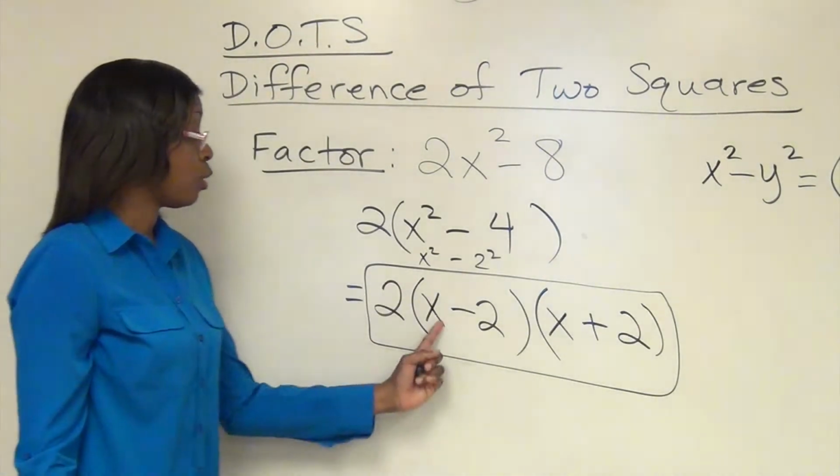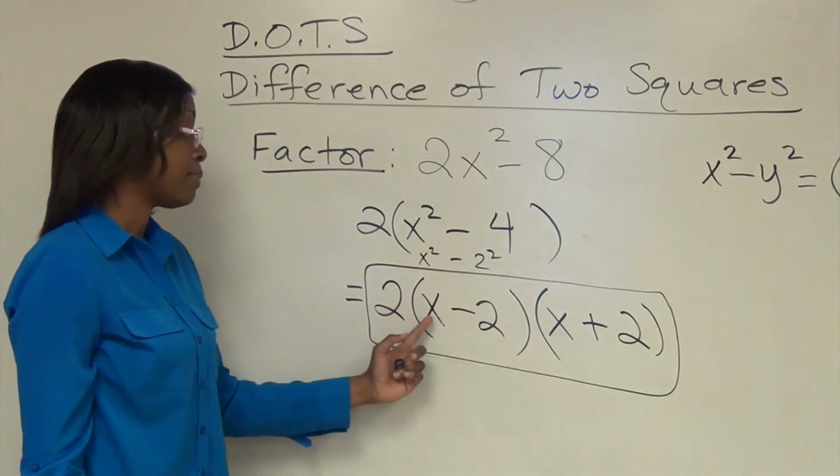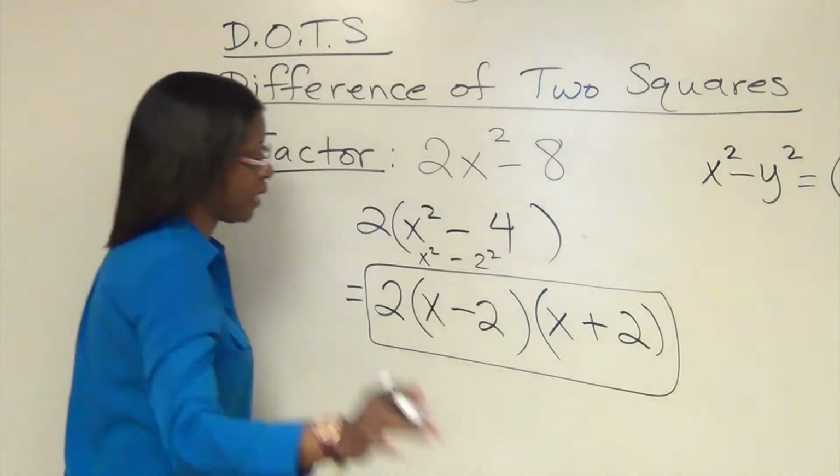If you want to check it, you would do FOIL, and then you will multiply by 2, or you could do 2 times each one here. 2 times x times 2. Let's just do it, because I don't want you to be confused.